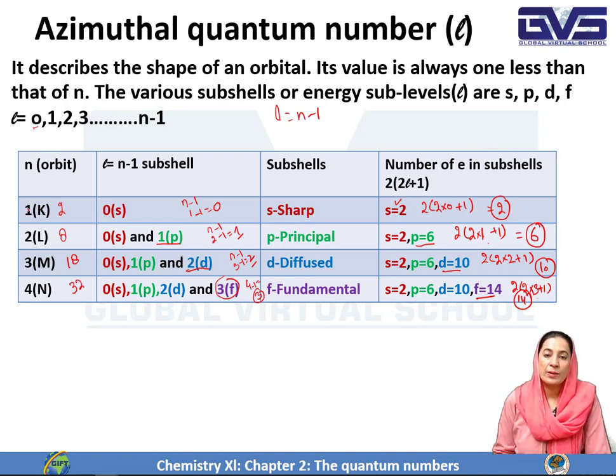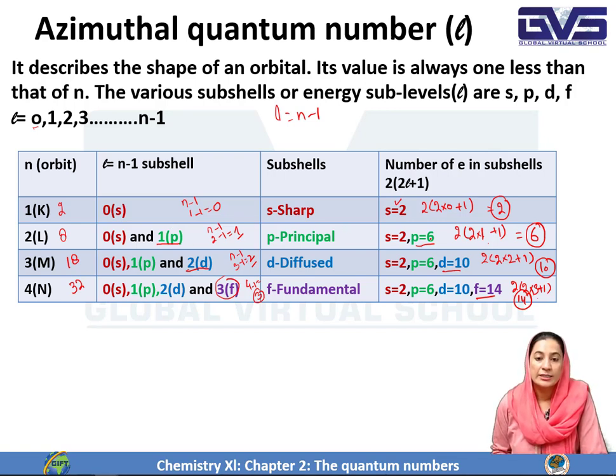So the maximum number of electrons in the orbits: the first orbit has 2, and it has the s subshell that contains a maximum of 2. The second shell has a maximum of 8. How? Because it contains 2 subshells, s subshell and p subshell. The s subshell has 2 electrons and the p subshell has 6. 6 plus 2 is 8. For the third orbit, it is 18 and it contains these 3 subshells s, p and d. And d has a total of 10, plus 6 from the p subshell and 2 from the s subshell, total 18.